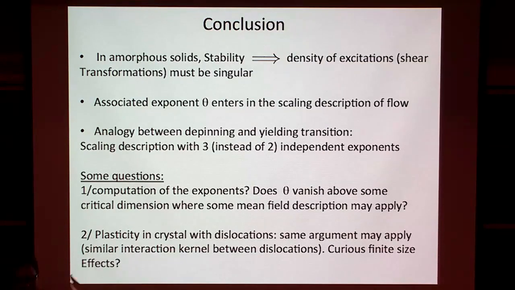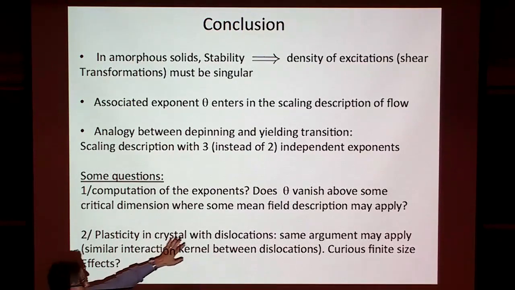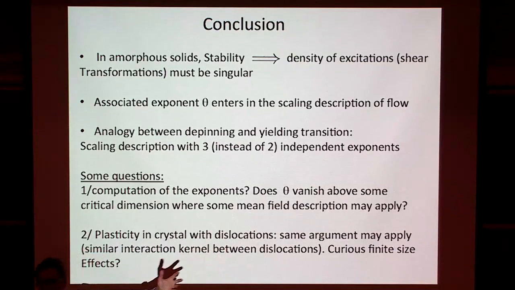And another question, which is more for the audience, is that this is for amorphous solids, but how much does it connect to plasticity in crystals, where you have dislocations that form a sort of disordered mesh? The interaction kernel is very similar in the problem of the crystal and in the amorphous solid problem. So the same argument may apply. Do you also have in crystal plasticity those very curious finite size scalings, and should we think about a sort of density of excitations that is singular? I mean, that's more a question to the expert in the room here. Okay, so I'm done.